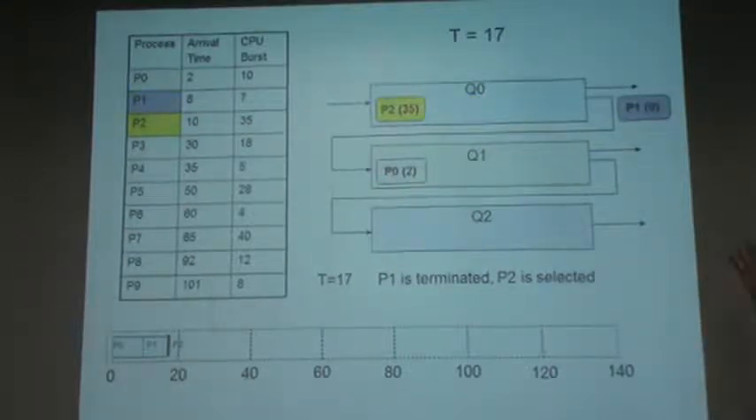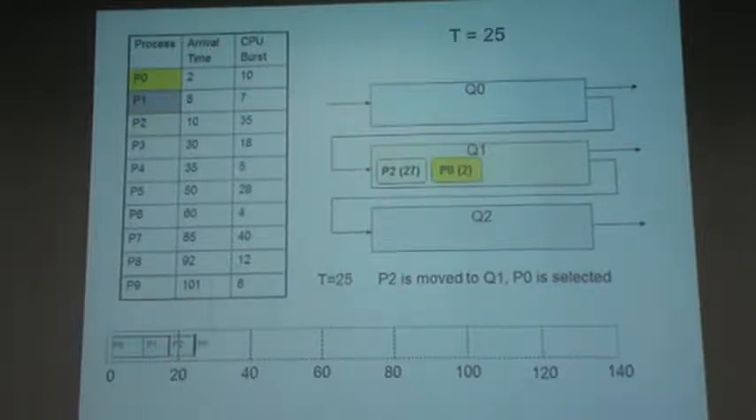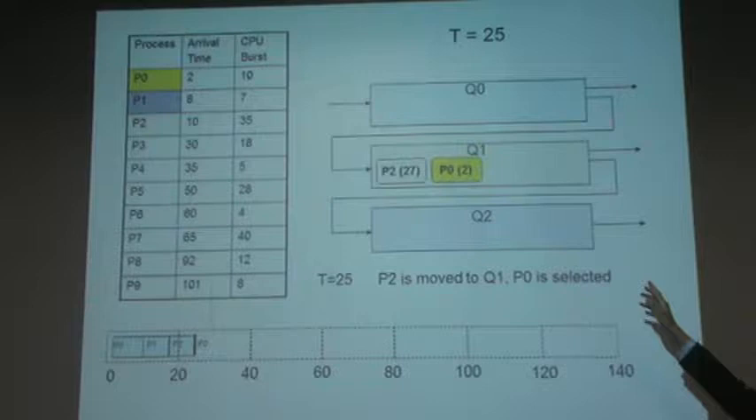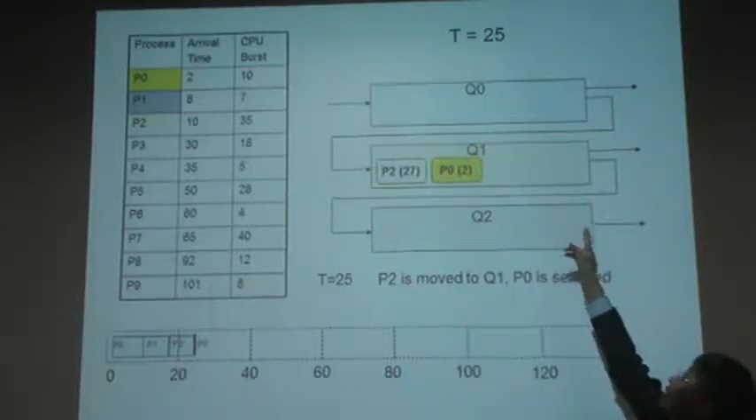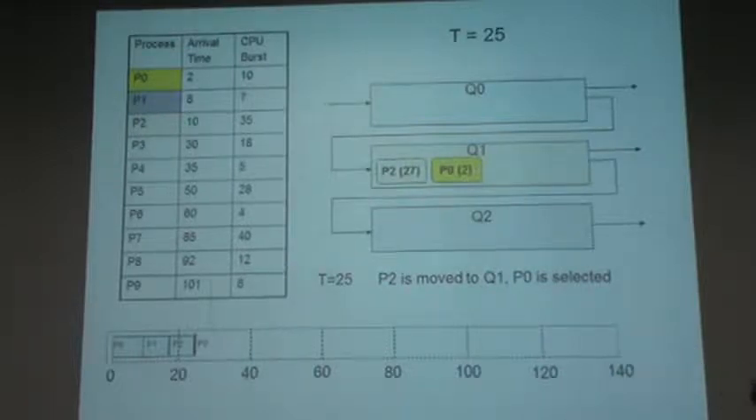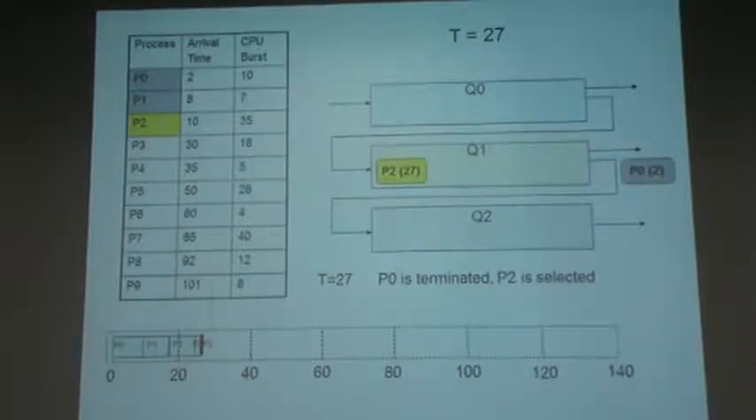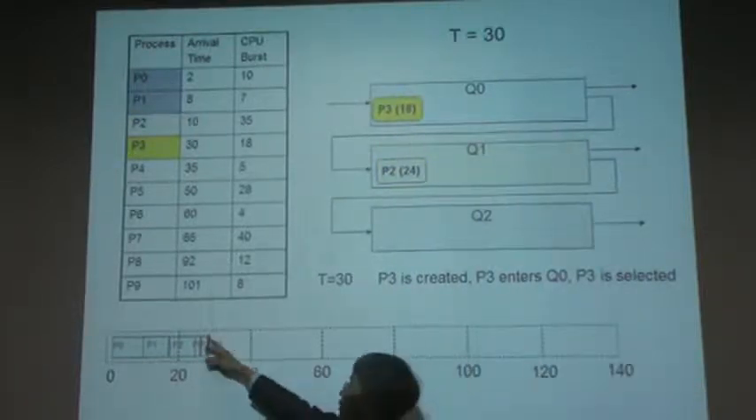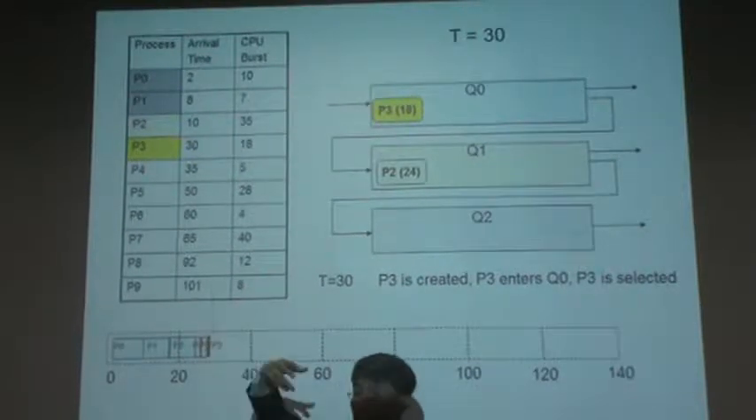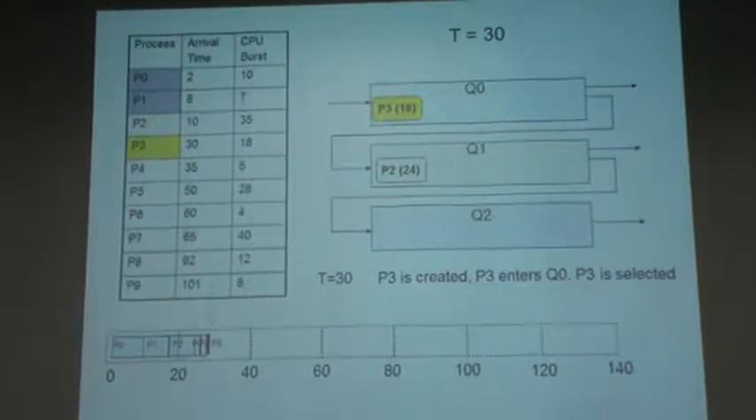So P1 is terminated. Then terminated means it is gone. Then P2 moves to the next level. So we do not have a process in Q0. Then Q1 will run round robin with the time quantum 16. Then P0 is terminated. It's done. And you need to manage this also for visualization. That's also a good idea.